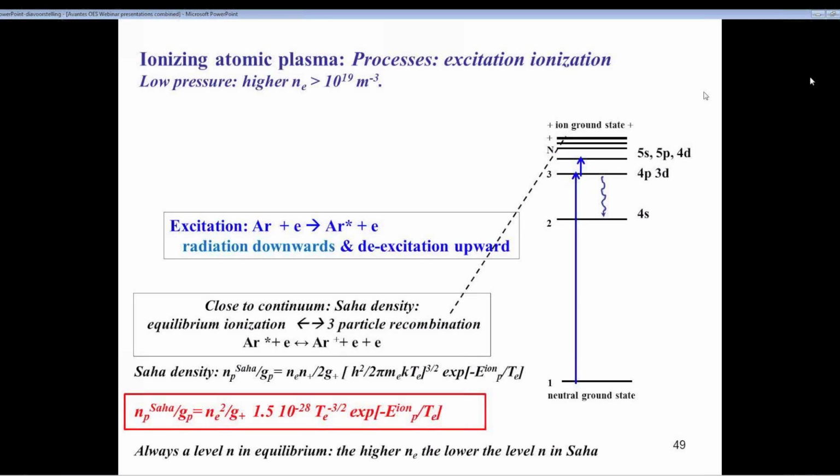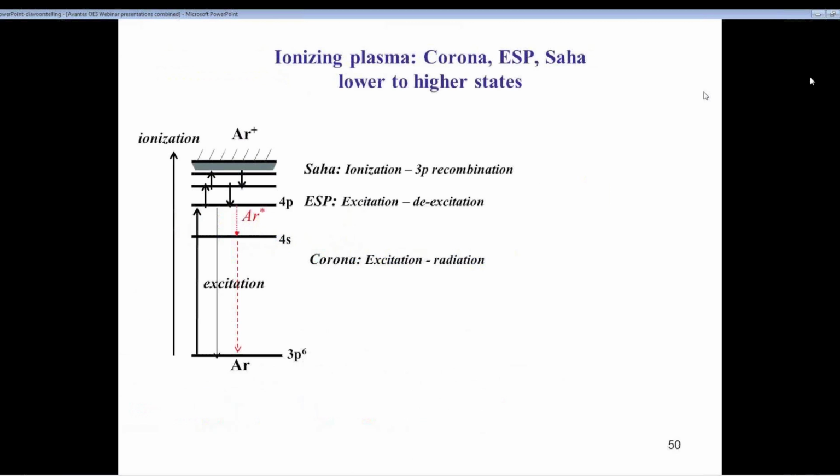However, further up, the transition probabilities become lower, excitation rates become higher, and therefore you get more a balance between excitation and de-excitation, which is excitation saturation. And even higher, close to the continuum, you get an equilibrium with the continuum, which is called Saha densities. That is this step from corona via excitation saturation to thermal equilibrium to Saha that we will use to determine electron density later.